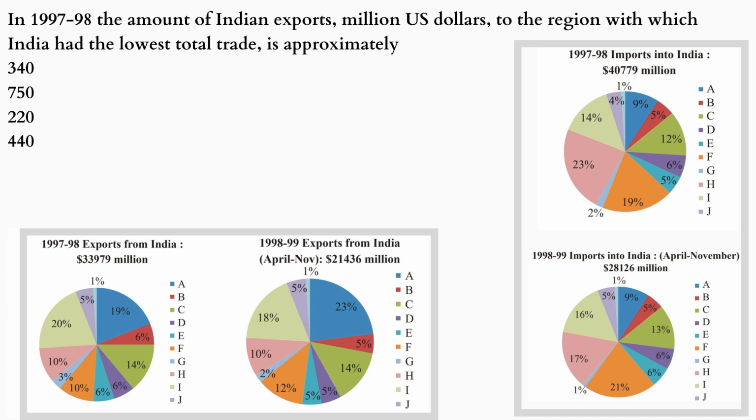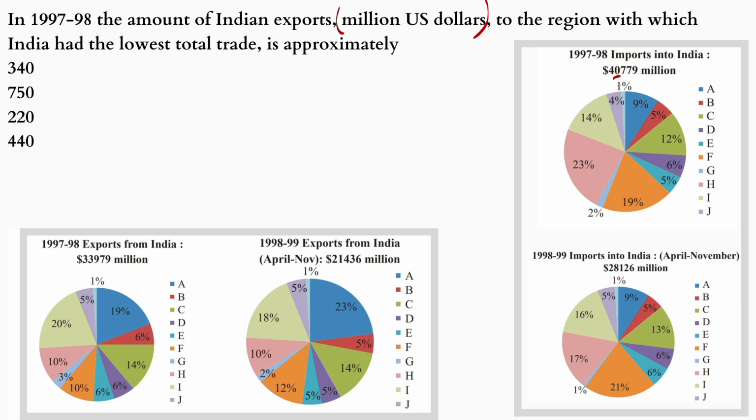So what about the second one? In 1997 to 98, the amount of Indian exports in million US dollars to the region with which India has the lowest total trade is approximately. See, what are we asked here? Please read it carefully. The amount of Indian exports, you can ignore this part in between the commas. So the amount of Indian exports to the region with which India had the lowest total trade. Which region has the lowest total trade? K, right? K, we have 1%.